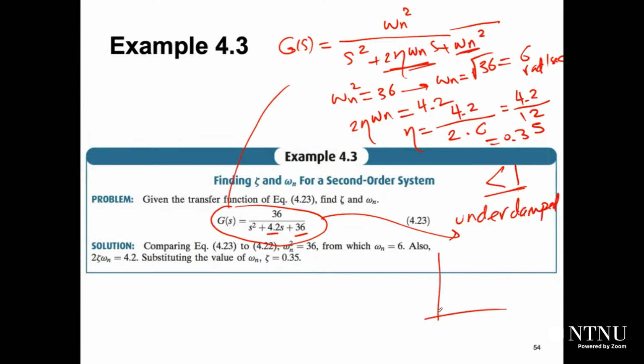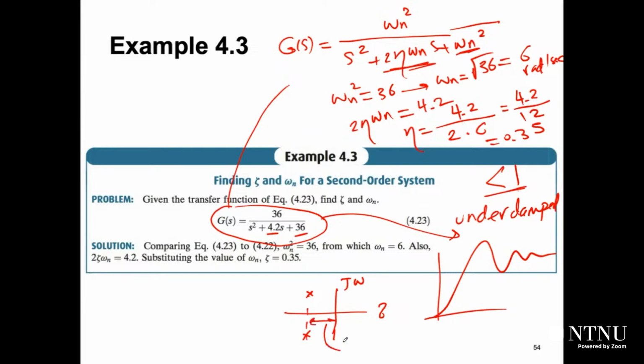So we should expect that the response of the system will be something like this, because it's an underdamped system. And for the underdamped system, to analyze your pole locations, we need to use the formula. So your poles will be complex conjugate poles. This one is sigma, this one is j omega. It will be like this.